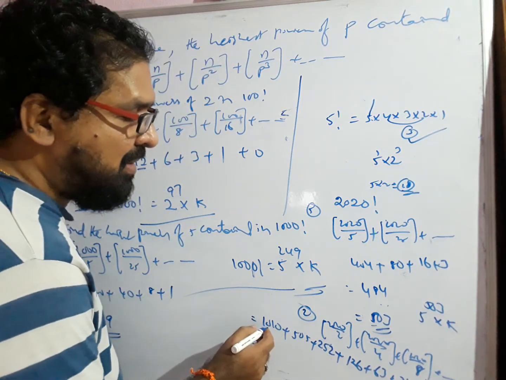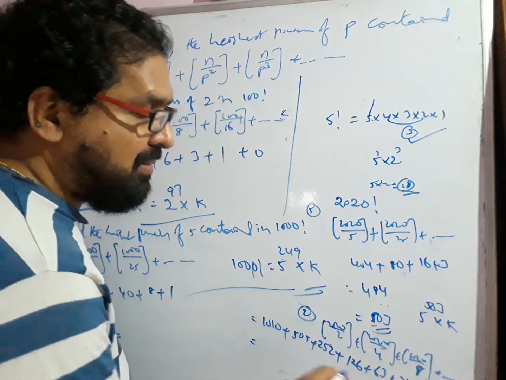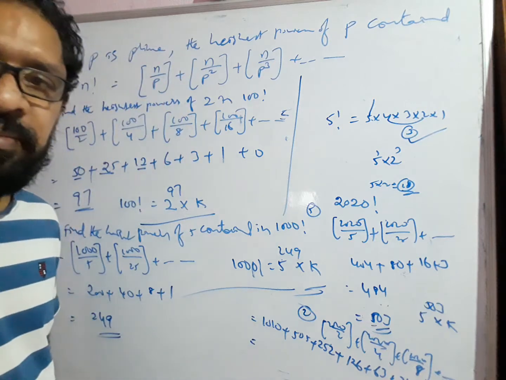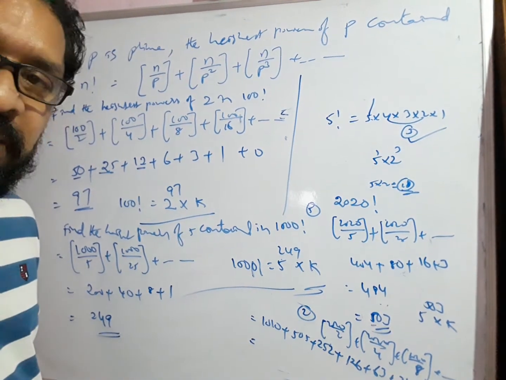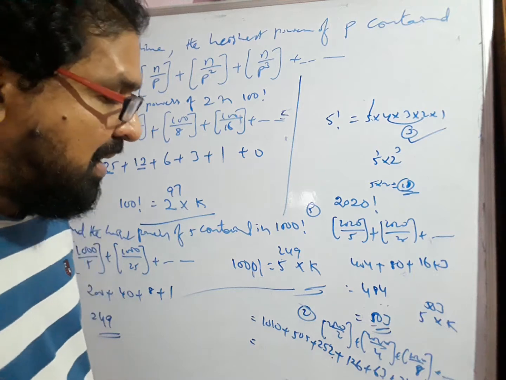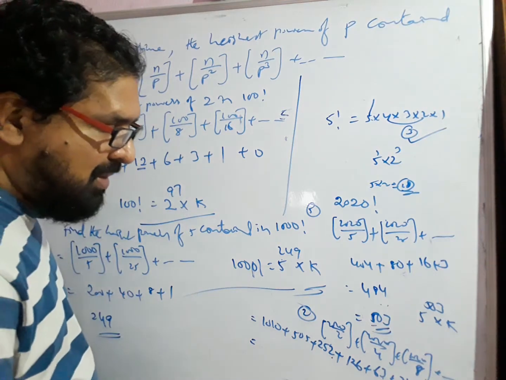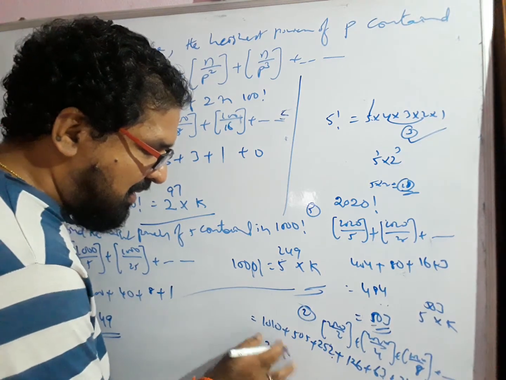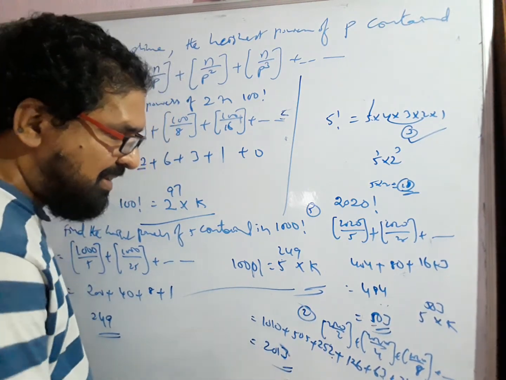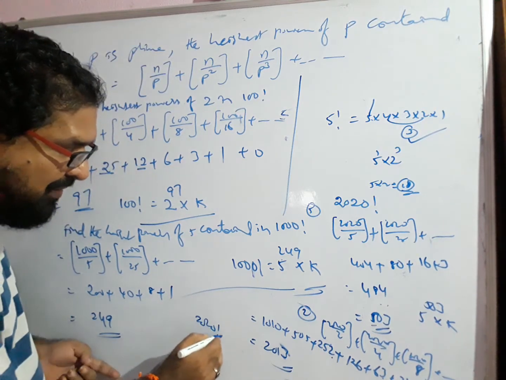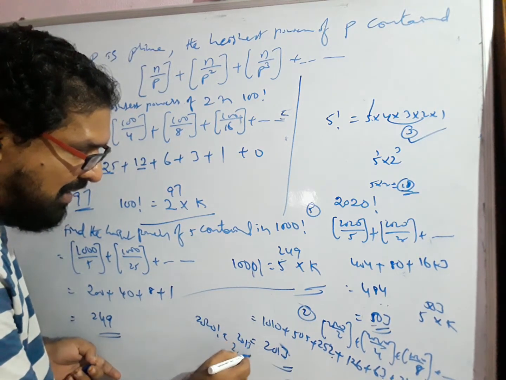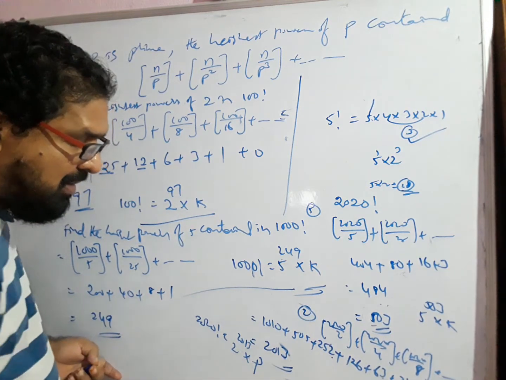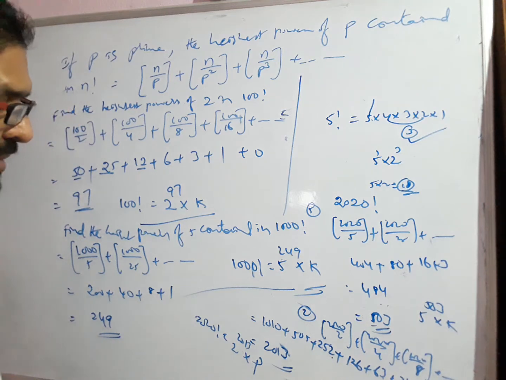So after adding all these things, how much are you going to get? 2013, I think, or something like that. So 2020 factorial is equal to 2 power 2013 into p. Sorry, k was already used, so into p. So this is about 2020 factorial.